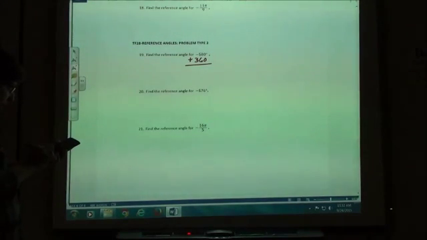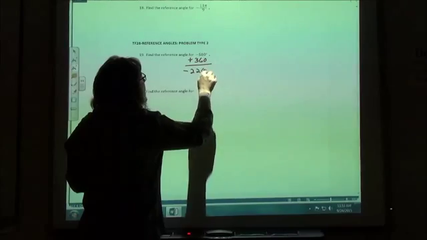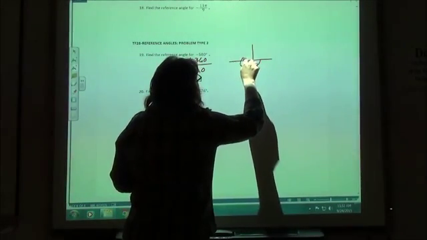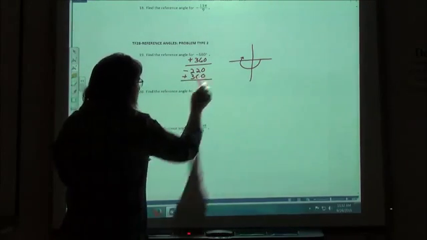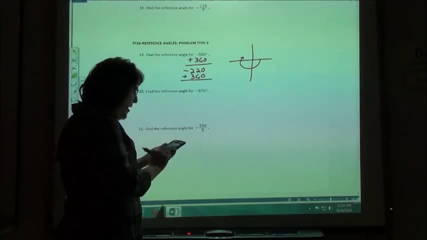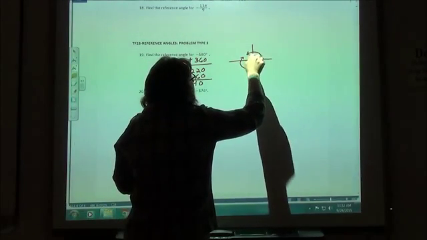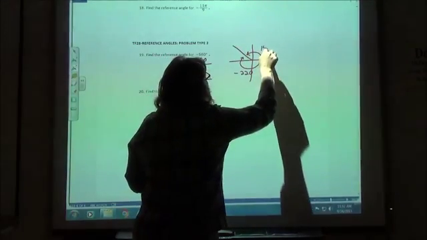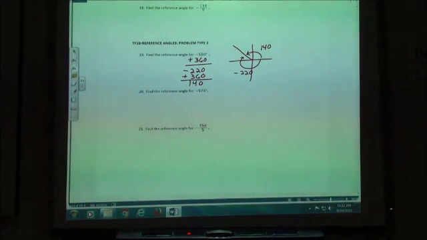So if I take negative 580 plus 360, I get negative 220. So I can either draw my angle in the negative direction, negative 220 degrees, or if I add another 360, then I get my positive angle, positive 140. Either way, negative 220 or positive 140 should end up in the same spot over there in quadrant 2.